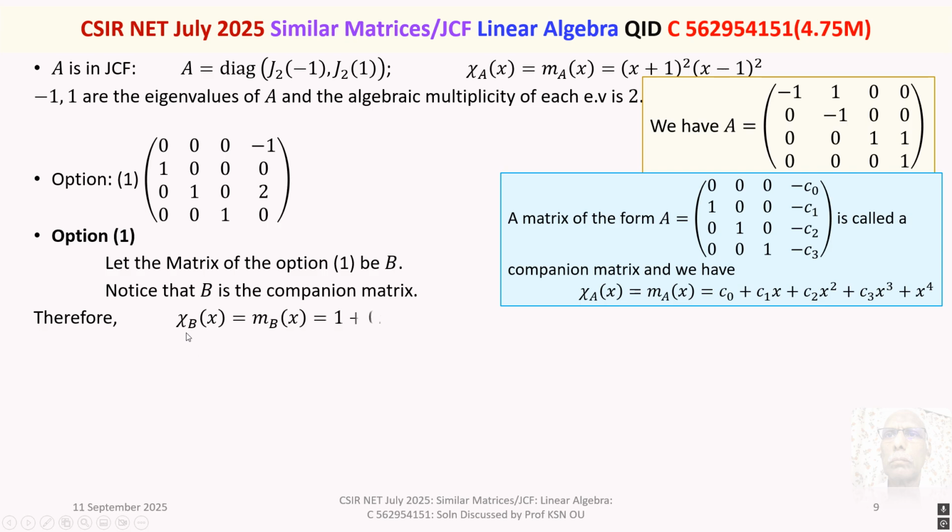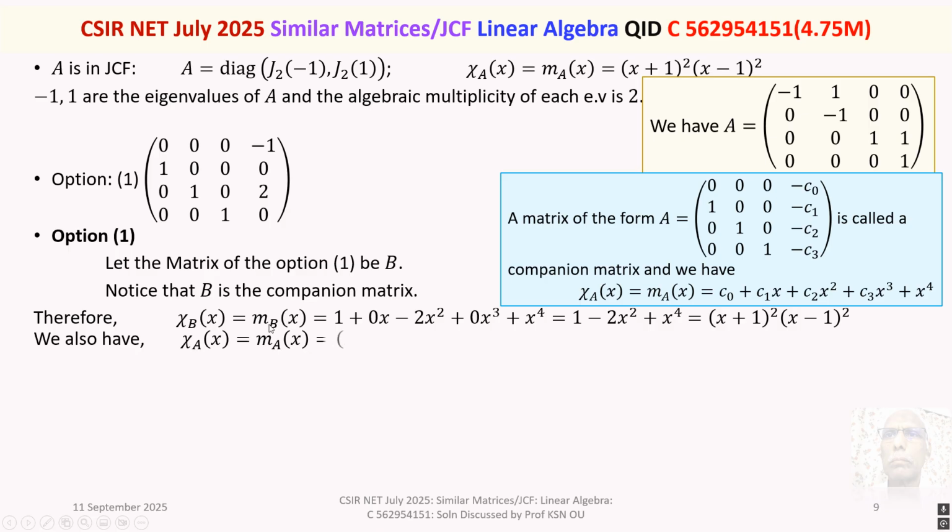Therefore, chi of B of x, the minimal polynomial of B of x, is this we have written: 1 times the constant 1, plus 0 times x, minus 2 times x square, plus 0 times x cube, plus x to the power of 4. This is 1 minus 2x square plus x to the power of 4. This is precisely equal to (x plus 1) whole square into (x minus 1) whole square.